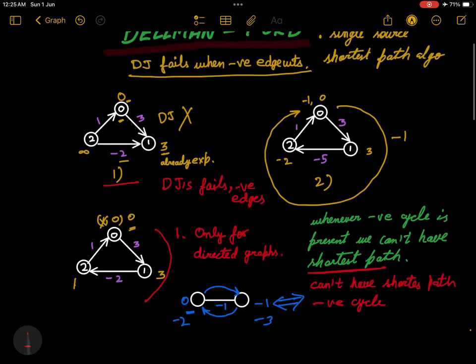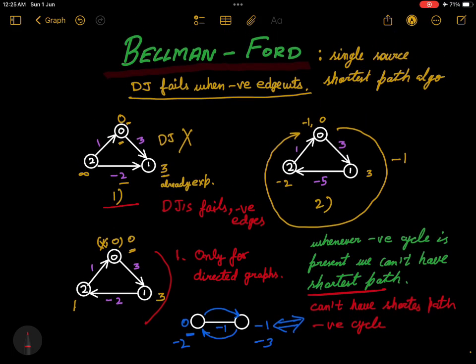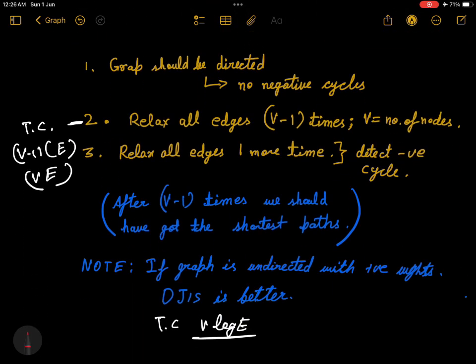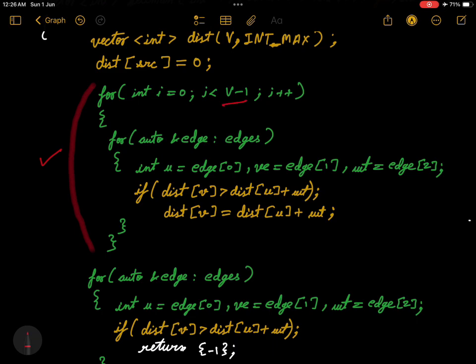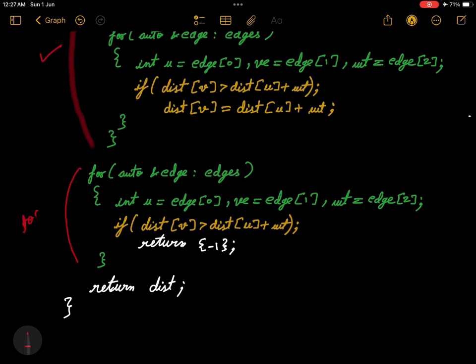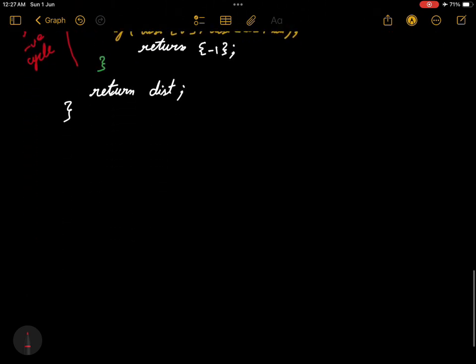Now let's revise what we have studied. We saw Dijkstra fails with negative edges. We can't have shortest paths when negative cycles are present, right? And Bellman-Ford is only possible in directed graphs. Okay. Now we saw what we are doing in Bellman-Ford: relaxing all edges V minus 1 times, and then doing it one more time to detect a negative cycle, right? At the end we are returning the distance vector.